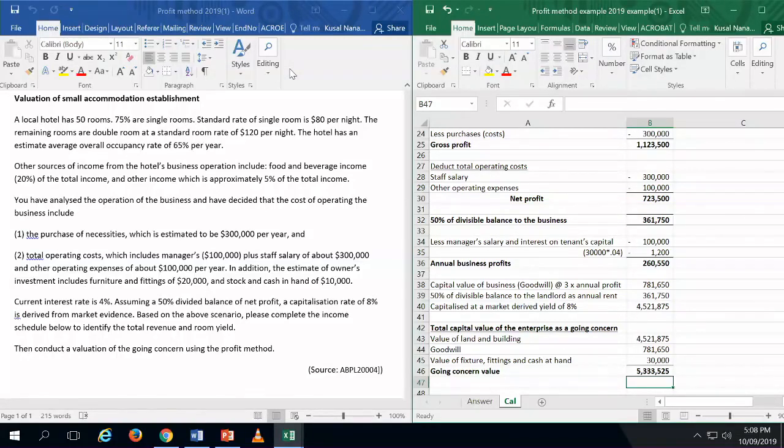But that 30,000 is sitting in the balance sheet. Yep, as cash. An asset, right? Yep. So it's an asset. A liability for the business, an asset of the tenant. Right? So it should be added to the business when we value the business. Yeah.